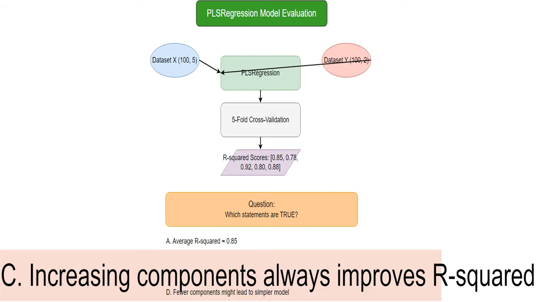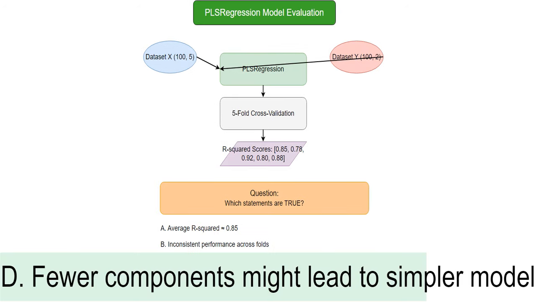This statement relates to how the number of components in PLSRegression influences the R-squared. Remember, more components don't always mean a better model. Overfitting is a concern. This statement explores the trade-off between model complexity and performance. Simpler models, fewer components, are generally less prone to overfitting but may sacrifice some accuracy.